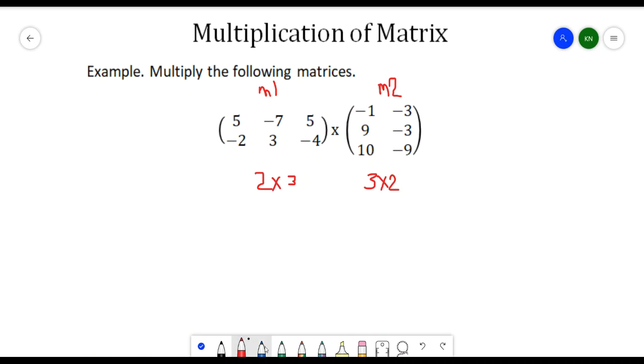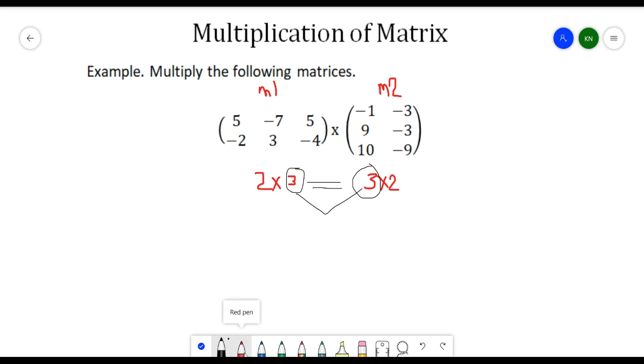Now afterwards, how can you assess if they can be multiplied by each other? If the column of our M1 and the row of our M2 are equal or the same, meaning you can multiply these matrices. But if the column of the M1 and the row of the M2 are not equal, meaning you cannot multiply the matrices. So it's very important that you check first before you proceed with the operations. You need to assess first if the matrices can be multiplied by each other. Again, if the inner dimensions are equal, they can be multiplied.